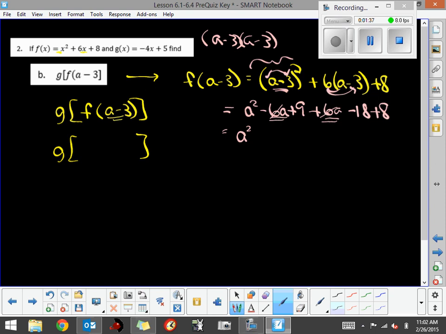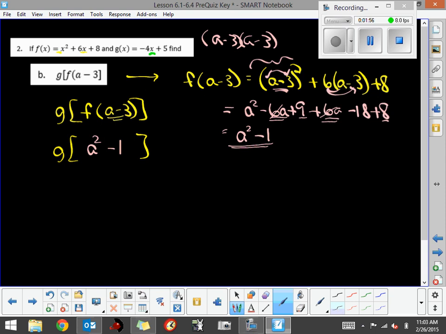And then we have to collect our like terms: a 9 and an 8 is 17. Subtract 18 is minus 1. So we just found out what f at a minus 3 is. This output becomes the input into function g, so a squared minus 1. So a squared minus 1 has to go into function g.